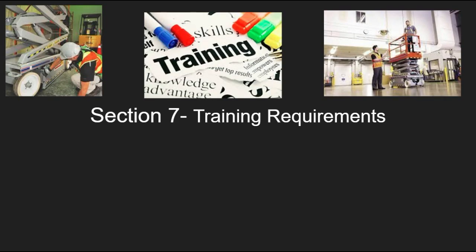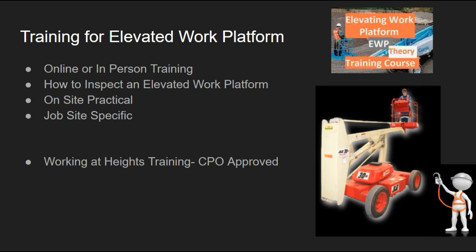Section 7. Training requirements. Training requirements for the elevated work platform. You must have your working at heights training to be working on an MEWP. You have now just completed the Facca online training and have been given instruction on what to look for during your equipment inspection. You must now inform your supervisor that you will require practical training at site, how to perform an equipment inspection, and how to operate an MEWP.